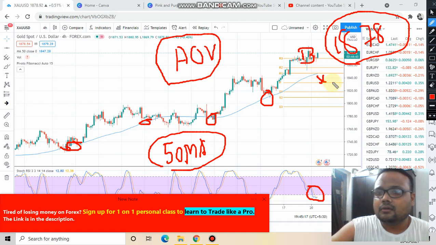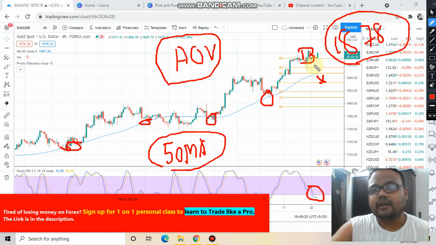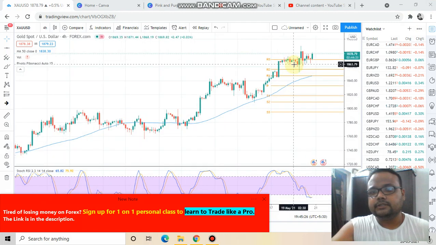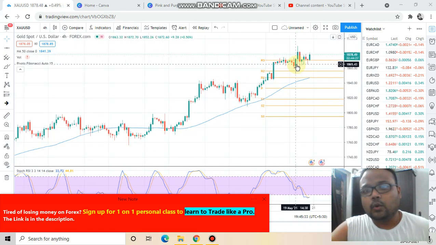So if you ask me what will be the best strategy, then I'll say that wait for the market to come down to the support level. Because you may be thinking that market is in an uptrend, you may be missing the big move, but I would like to show one thing here.